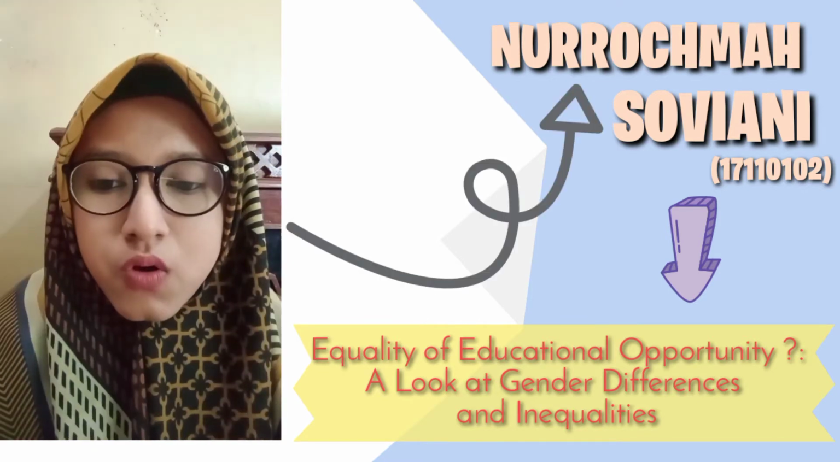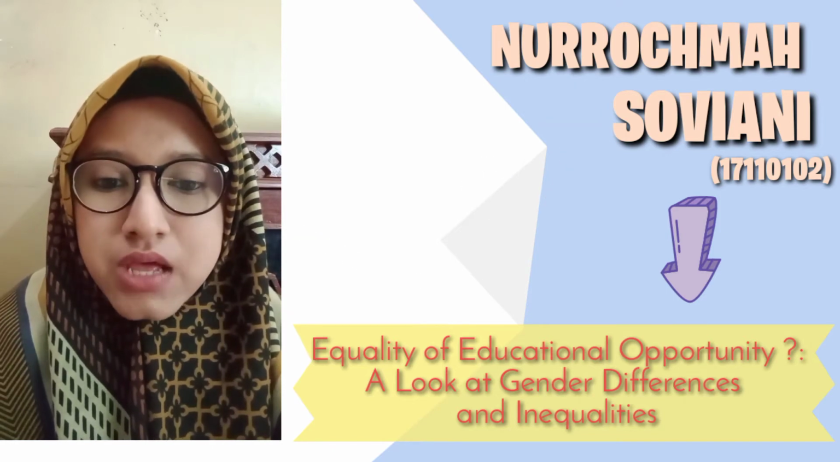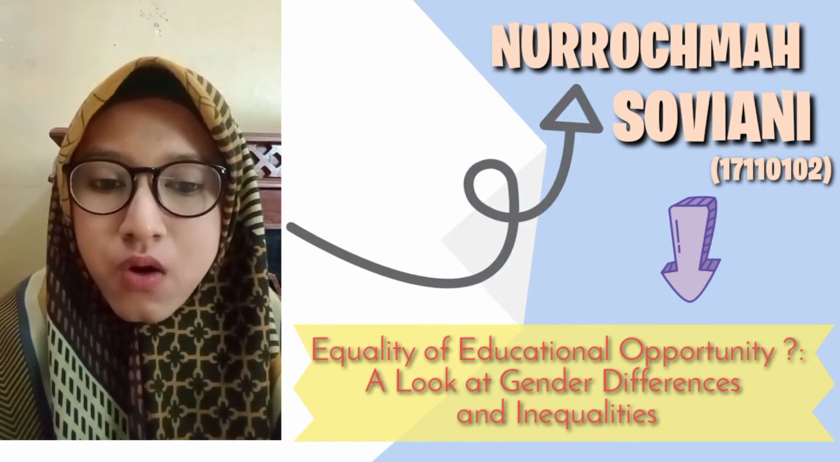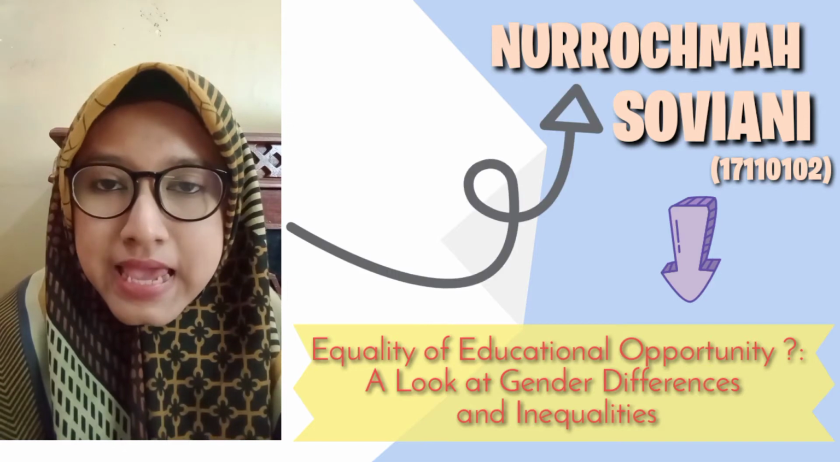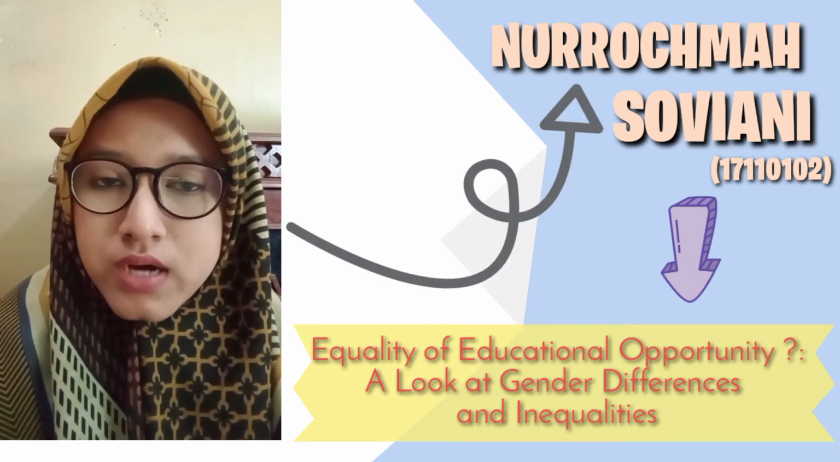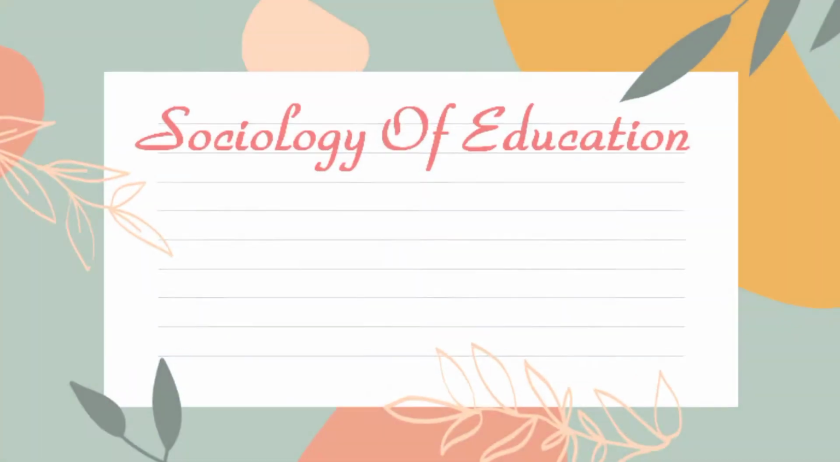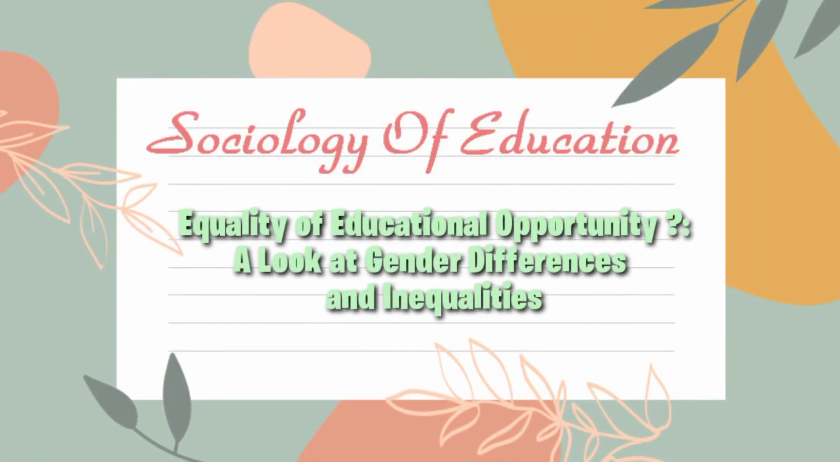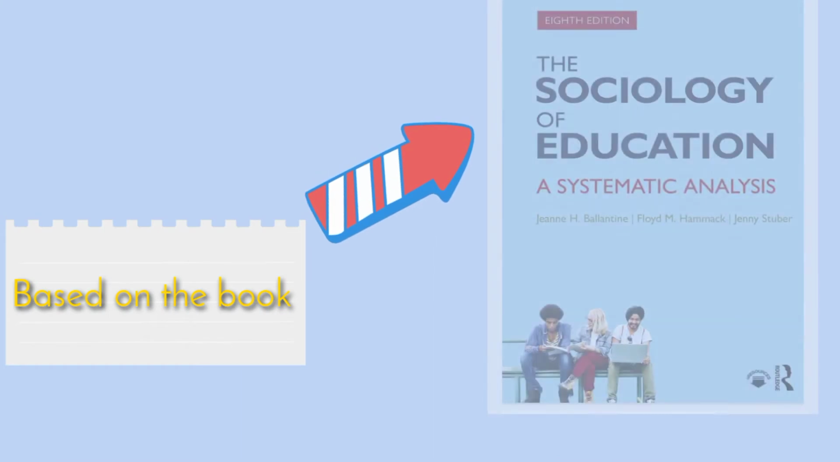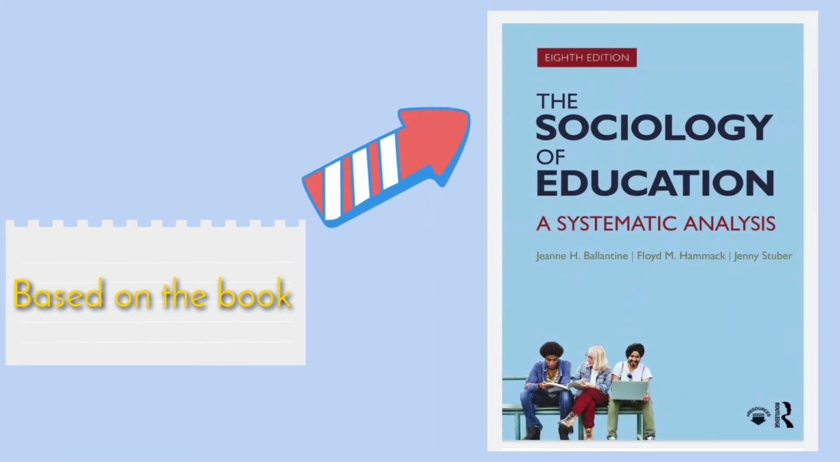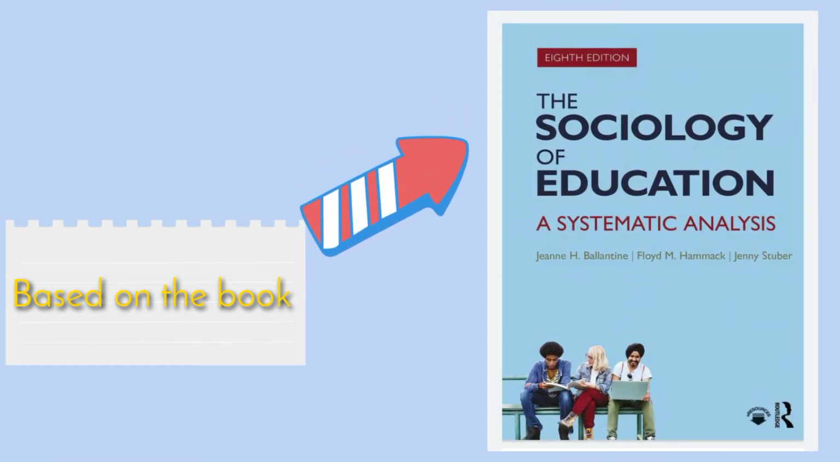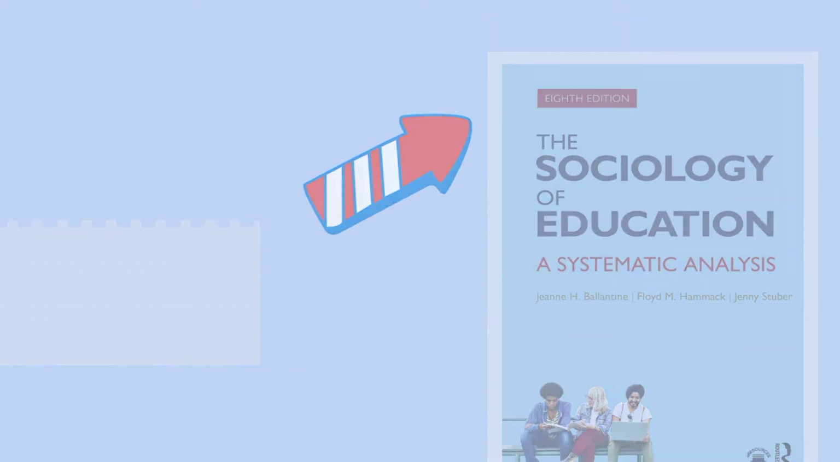Okay, next we will continue with our discussion and I hope you understand what I say. Our material is Equality of Educational Opportunity, a look at gender difference and inequalities, based on the book The Sociology of Education, a Systematic Analysis, 8th edition.